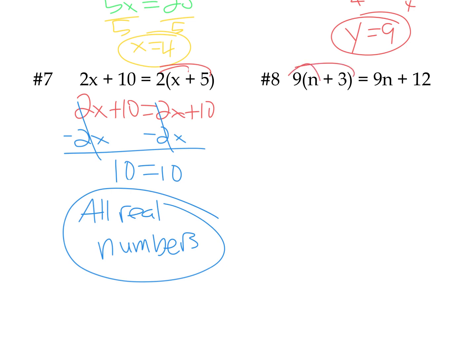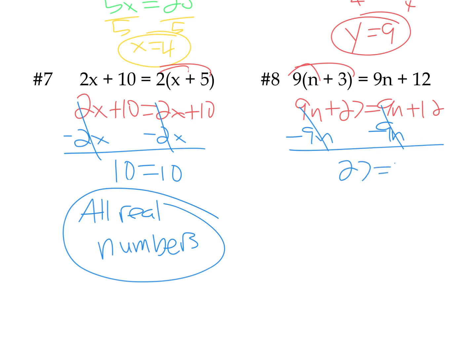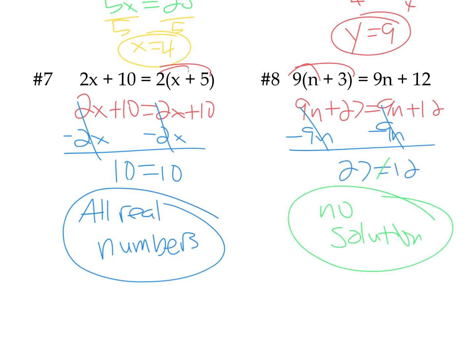This next example, when we distribute the 9, and we get 9n plus 27 equals 9n plus 12. And when I subtract the 9n on both sides, I'm going to see that it cancels out on both sides. Similar to the last problem, but now I get 27 equals 12. So 27 does not equal 12. When I get a situation like this where the variable cancels on both sides and it gives me a statement that's never true, that's going to be no solution. Okay? There's no number that will ever work for that original equation.